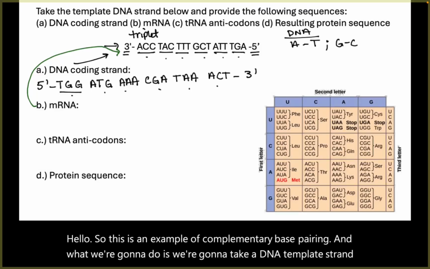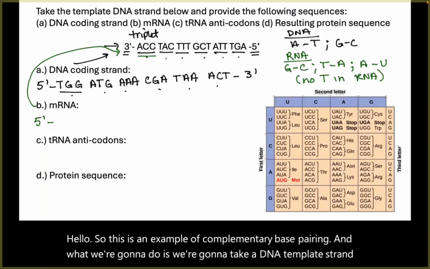So again, we're at 3', so we're going to be at 5' again. And so we're looking here, we have ACC. Now in RNA, it's a little different. We still have our Gs and our Cs, they're complementary to each other. So C base pairs with G, G with C. And we still have T base pairing with A. What we differ on here is that now A is going to base pair with a base called uracil, or U. So there are no T's in RNA.